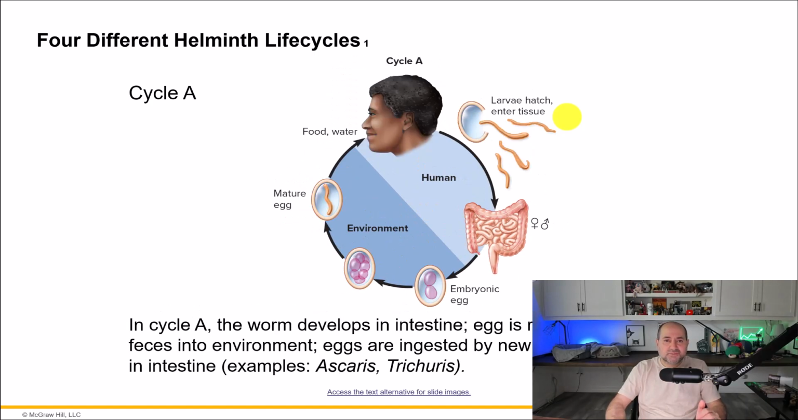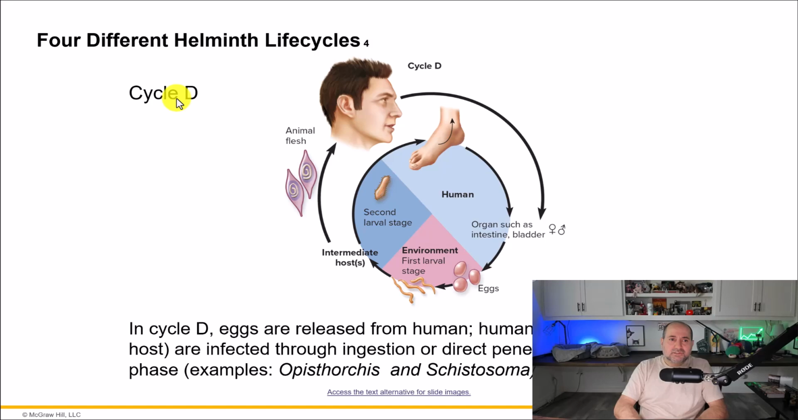So for instance, I might ask you, which of the helminth life cycles involves a worm that develops in your intestines, where it releases eggs into the feces, and then those eggs are ingested by a new host? And then you would say, well, that's cycle A, right? So know all the different cycles and how they work, right? Because these are the 4 main life cycles of how worms infect people.